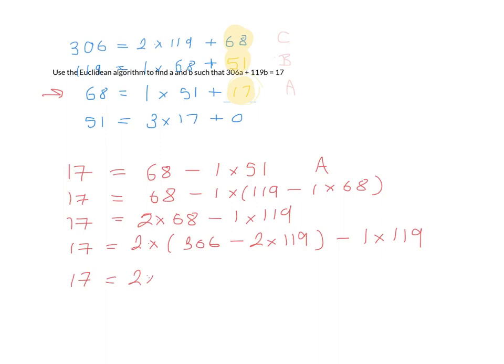2 lots of 306. Now I've got to multiply out the bracket, so I end up with minus 4 lots of 119. Take away another one, minus 5 lots of 119. So in that instance, A is equal to 2 and B is equal to, and be careful here because we've got the minus sign, -5.